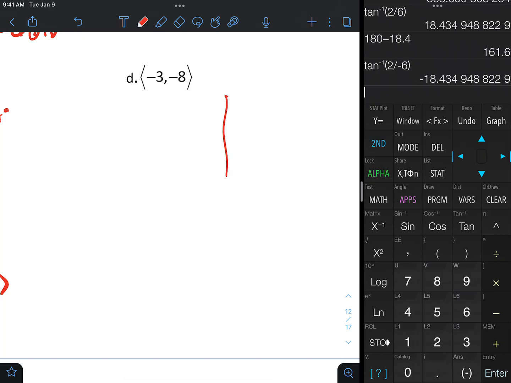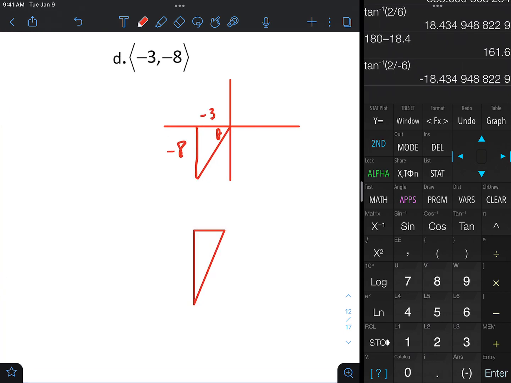Okay, this last one, kind of the same idea. Tangent inverse is not going to exist in this bottom left quadrant or quadrant 3. So it should look something like this. Theta, -3, -8. So same idea. I'm just going to make the right triangle again, do the positive versions, and then use the logic from here.